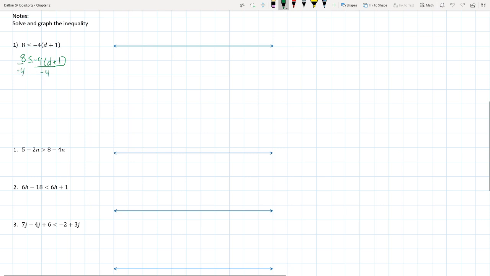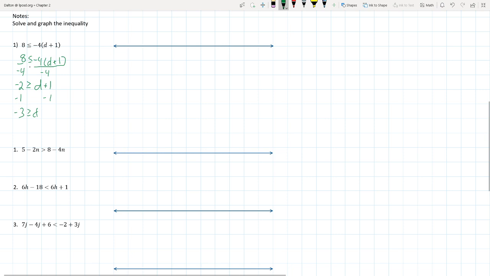And you'll remember, whenever we divide everything by a negative, we have to flip this sign. We have to switch this sign. So 8 divided by -4 is -2, which makes it greater than or equal to, and this turns into d plus 1. Now the next step that I need to do is I need to get d by itself. I'm going to subtract 1 from both sides. -2 minus 1 is -3. It's greater than or equal to d.